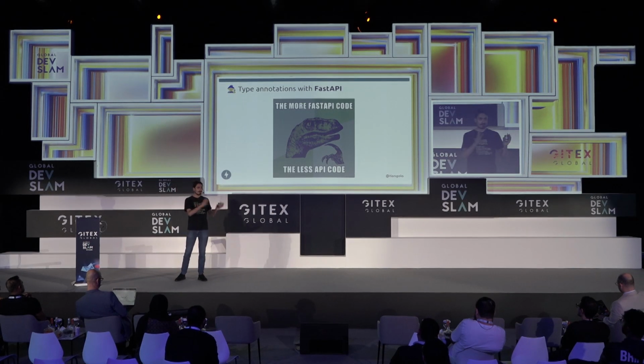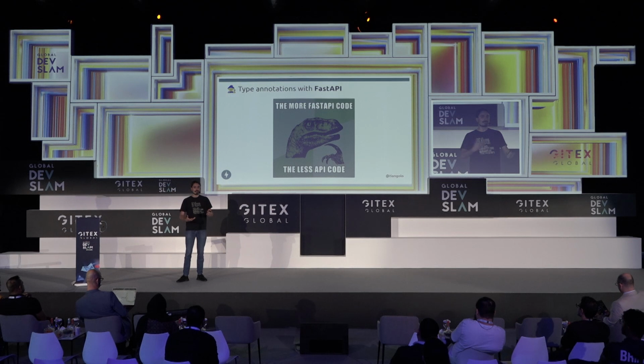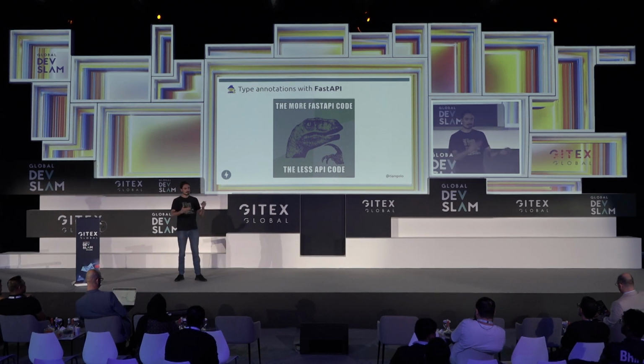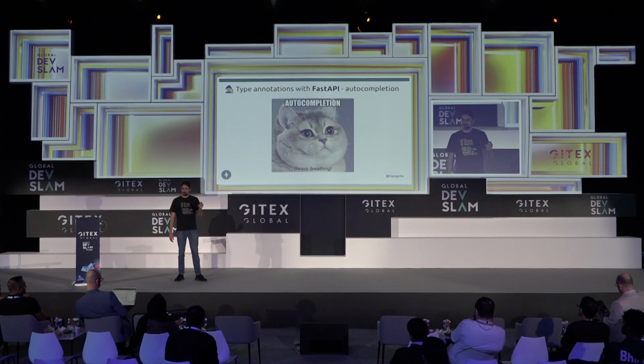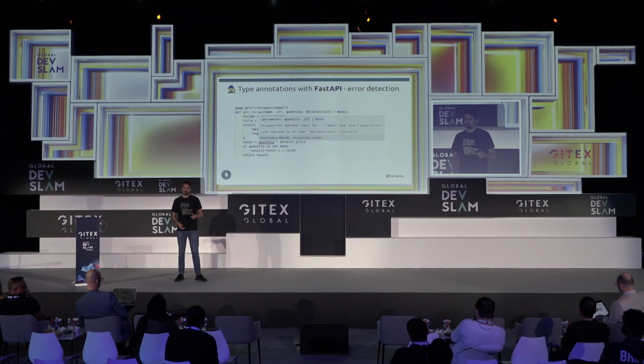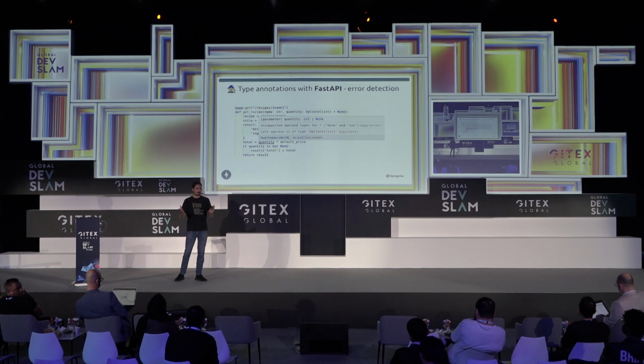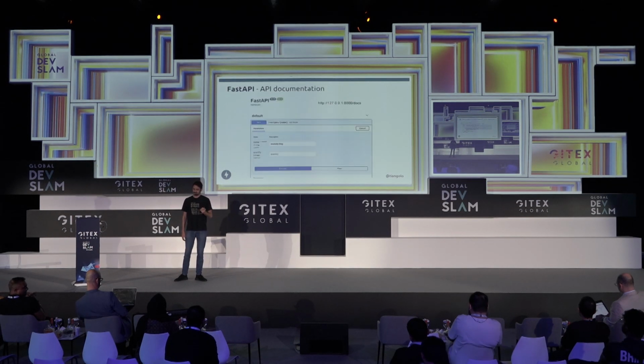So the more FastAPI code you write, the less API code you write, because you can focus on your business logic, and FastAPI gets out of the way and does a lot of the stuff by itself. And you can get best practices by default without having to implement that by hand. And of course, we get all the auto-completion, and we can be happy as this cat. And we can get all the inline errors and all the stuff, because these are the same standard type annotations that we were talking about.